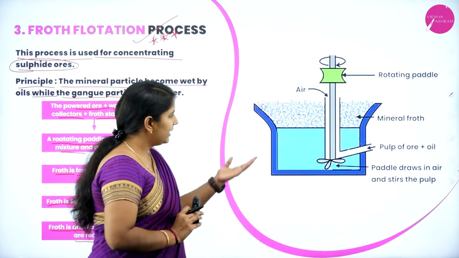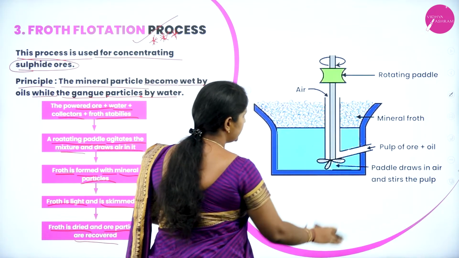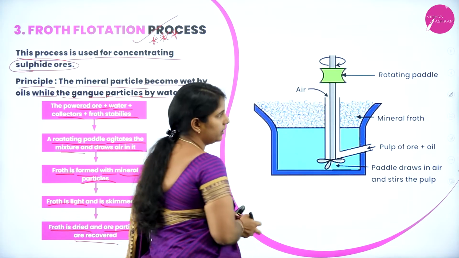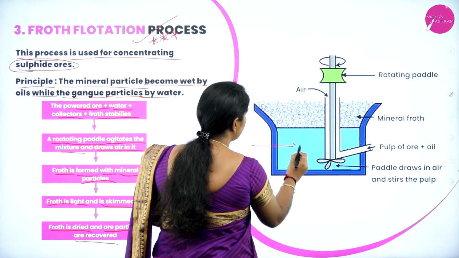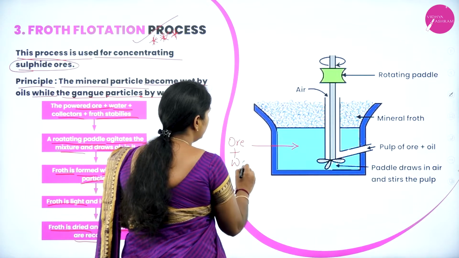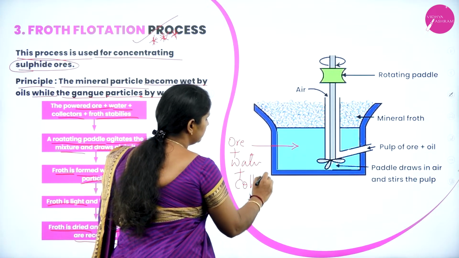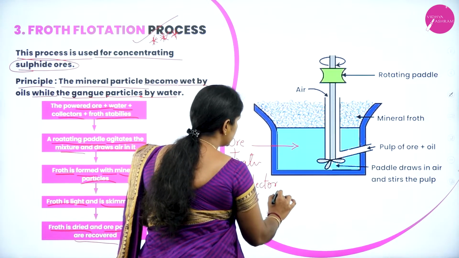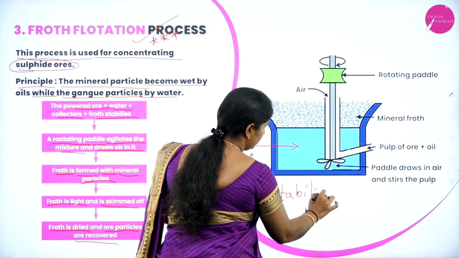Now let us understand with this diagram. Here they consider a large container and have introduced a rotating paddle. In this mixture they have considered the ore along with the water, along with the collector, along with the froth stabilizer.